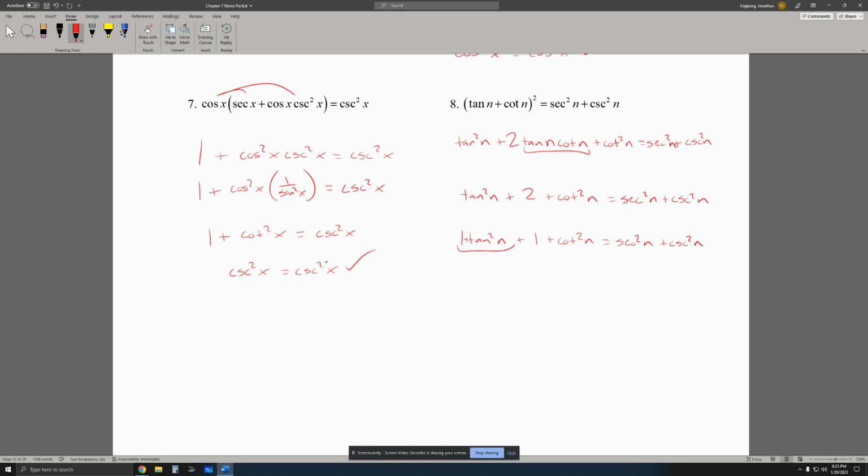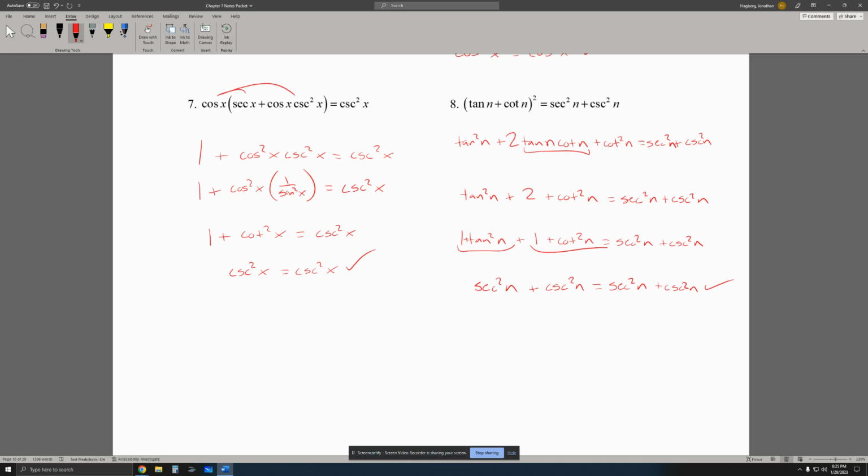And you might notice 1 plus tangent squared and 1 plus cotangent squared give us our Pythagorean identities, secant squared n plus cosecant squared n. And that's, of course, equal to secant squared n plus cosecant squared n.